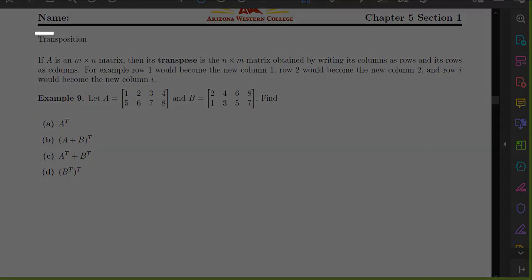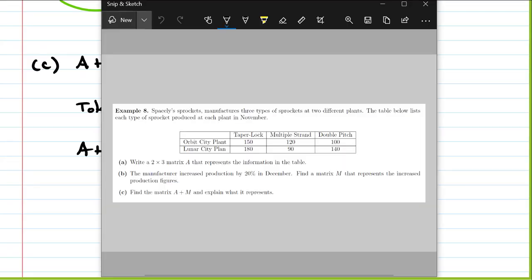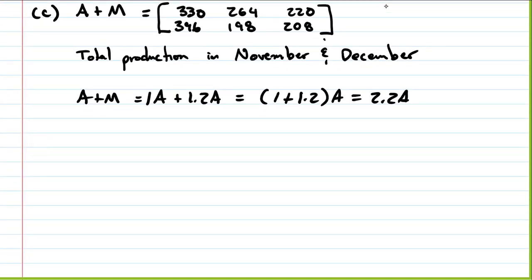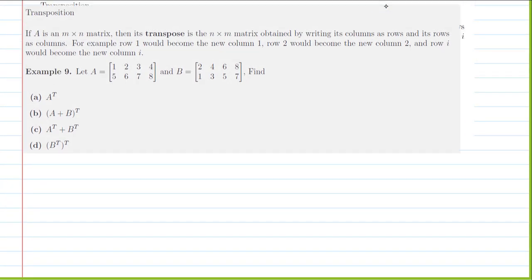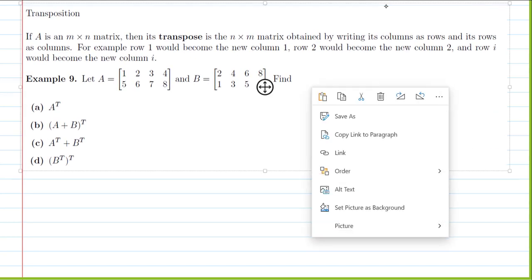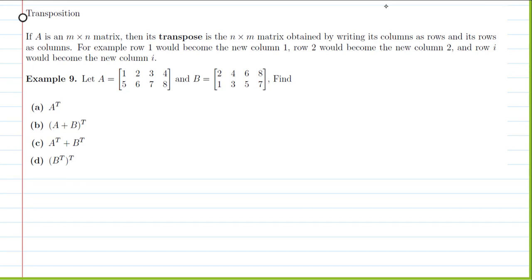Last thing we want to talk about in 5.1 is another definition. We want to define a new operation on a matrix, and that operation is called transposition. If matrix A is an m by n matrix, then its transpose is the n by m matrix obtained by writing the columns as rows and the rows as columns. For example, row 1 would become the new column 1, row 2 would become the new column 2, and row i would become the new column i. So if A has m rows and n columns, its transpose would have n rows and m columns.